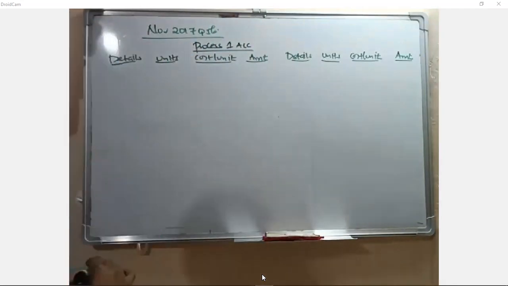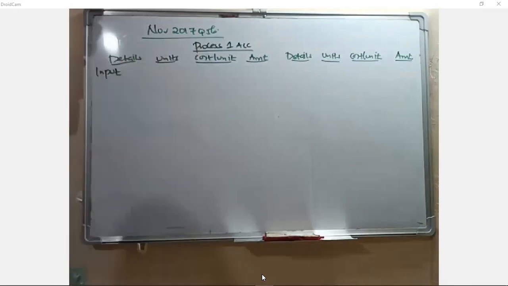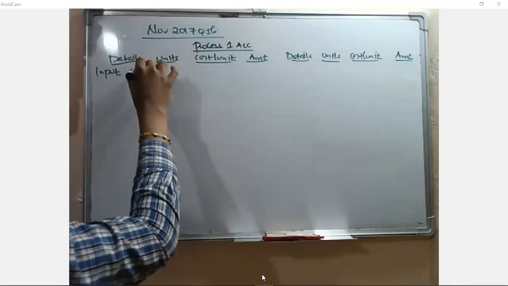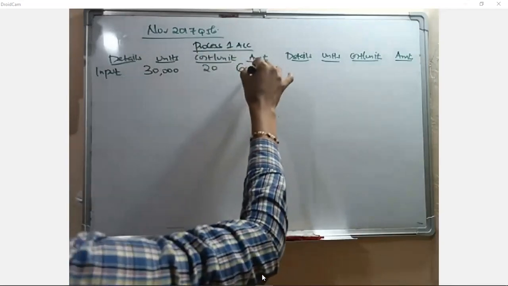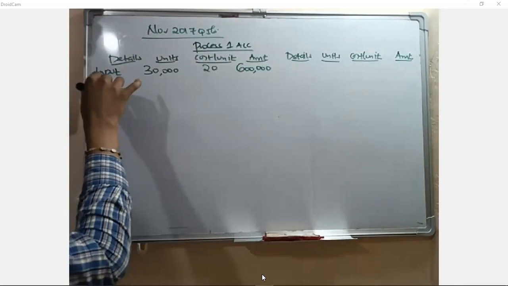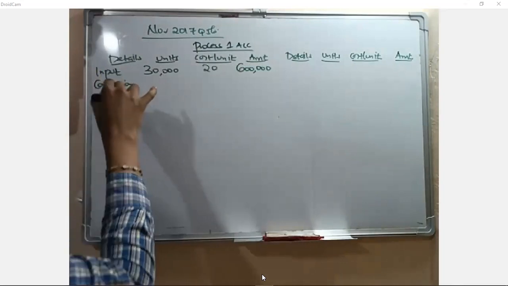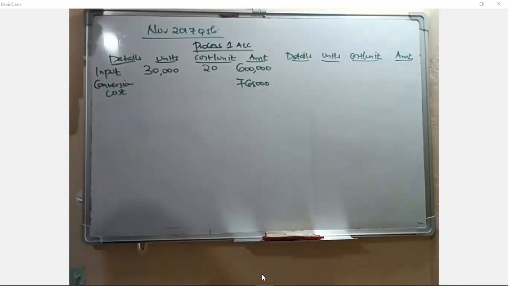Now, the details: in process one, we can only have input, which we have to be putting for production for process one. The examiner told us that the direct materials injected here amount to 30,000 units. The cost per unit is 20. This translates to 600,000. The other cost that we are incurring in process one is the conversion costs, which amounts to 765,000. From that end, we don't have any other costs. Let us look at our output.